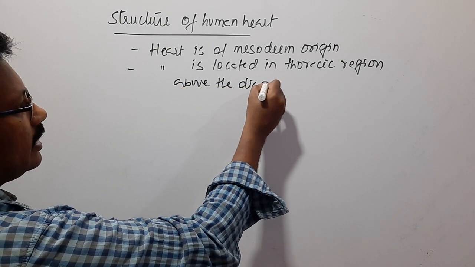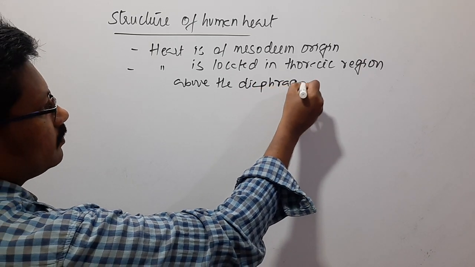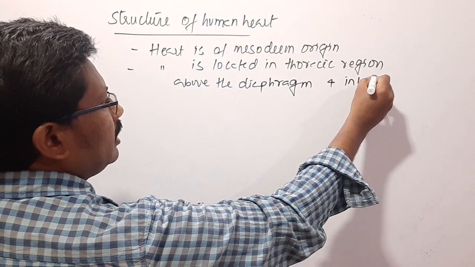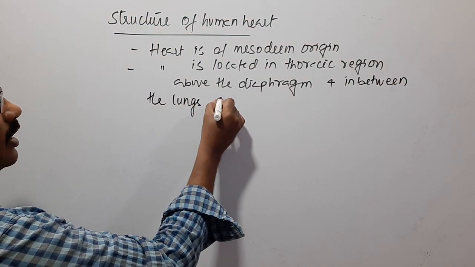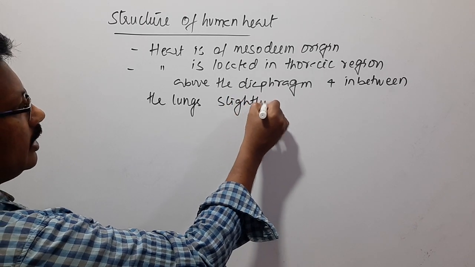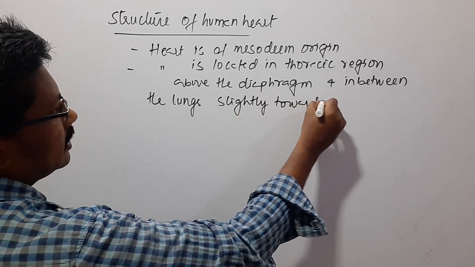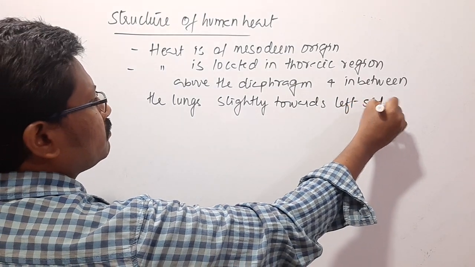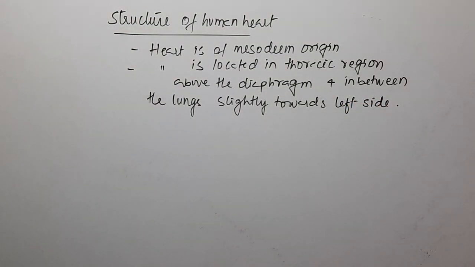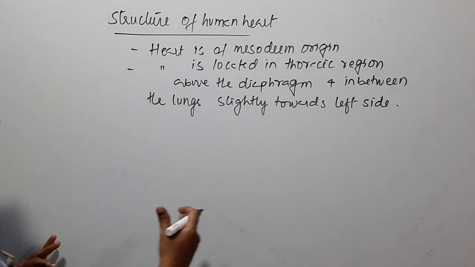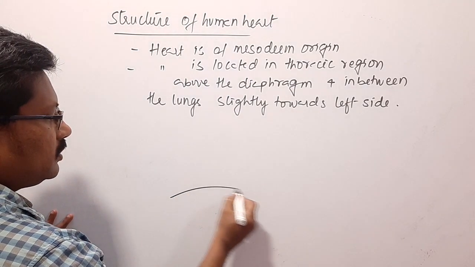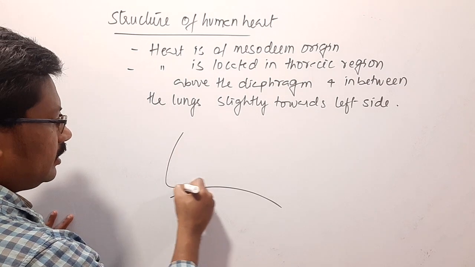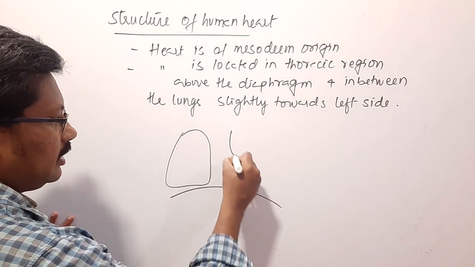the diaphragm and in between the lungs, right, slightly towards the left side. So it is located in the thoracic region above the diaphragm in between the lungs, and it is slightly tilted towards the left side. So if you see here the diaphragm, and here you will find the lungs.